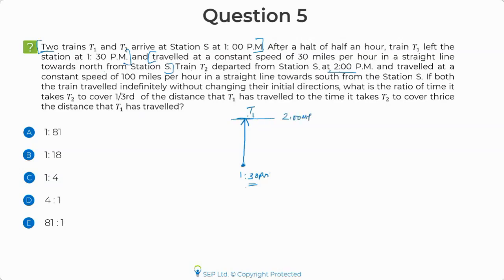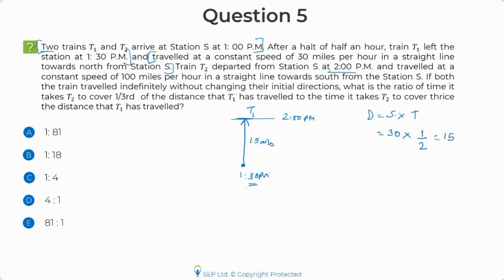Okay, T1 in half an hour, distance is speed multiplied by time. So speed is 30 miles per hour. If time is half hour, so I'm covering 15 miles. So I'll write down T1 has covered 15 miles so far at 2 p.m. I want this information to be there on my screen, on my page, whatever you want to call it.